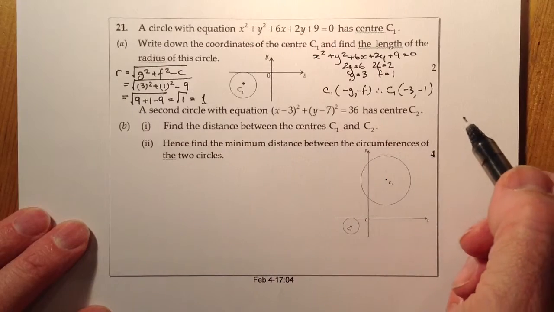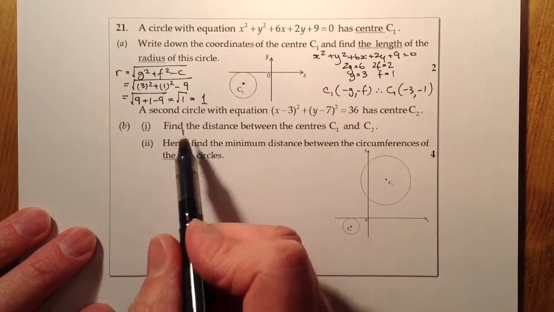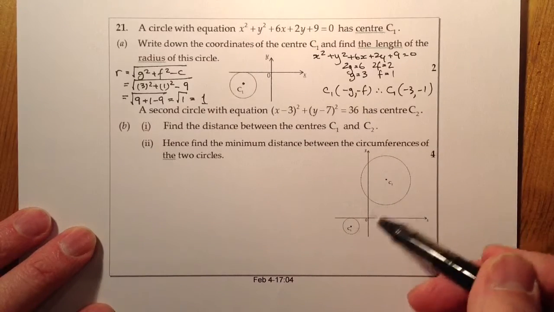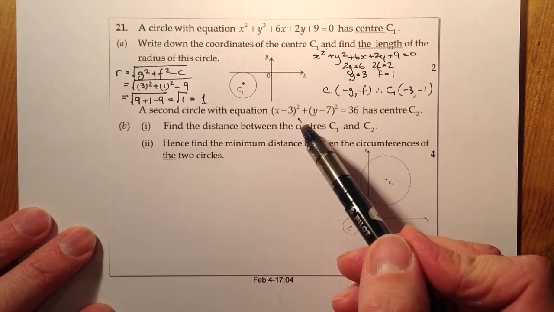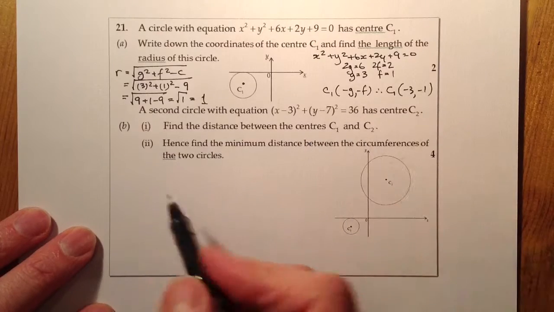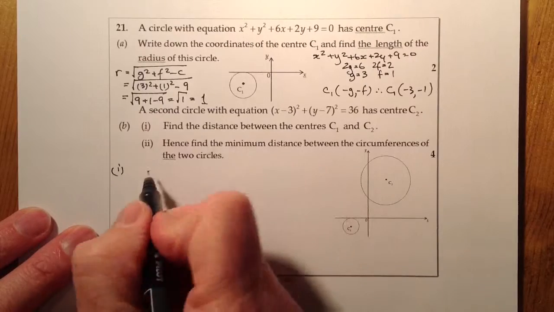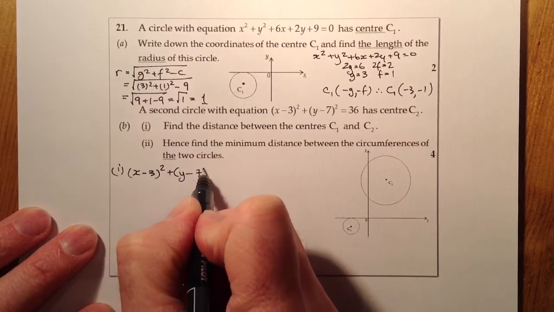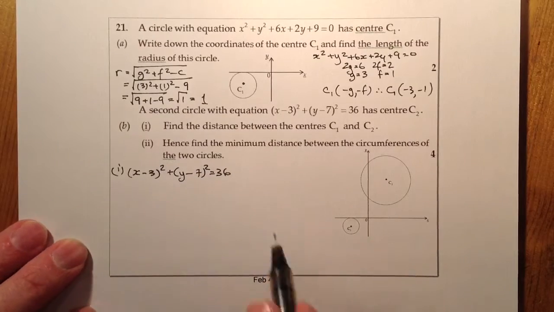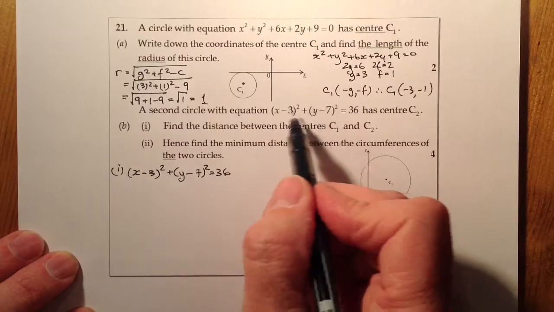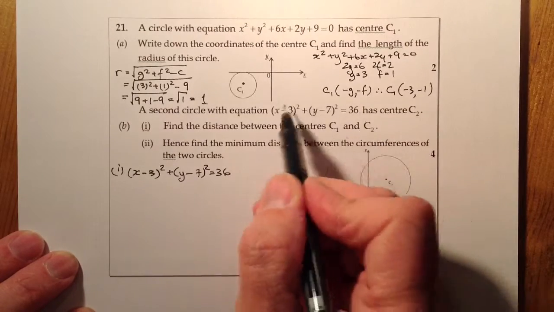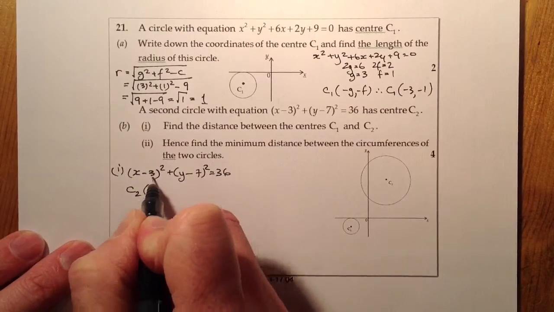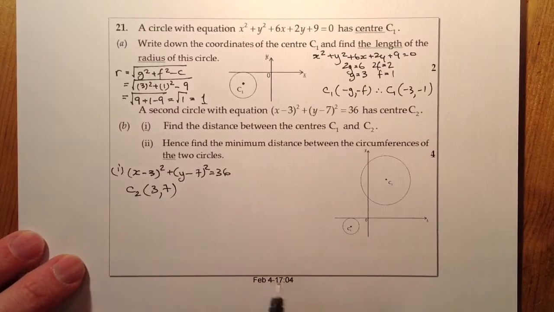So that'll be part A complete. Let's look at part B. Find the distance between the centres C1 and C2, and I've got a new diagram here, and I've got the second circle equation here. So let's go ahead and do that. For part 1 here, just write out my equation. Also from the formula list you can see the relation of the centre to an equation when it's set up like this. And all I'm going to go for is for centre 2, I'm going to take 3 and 7. So that's going to be my centre from there.